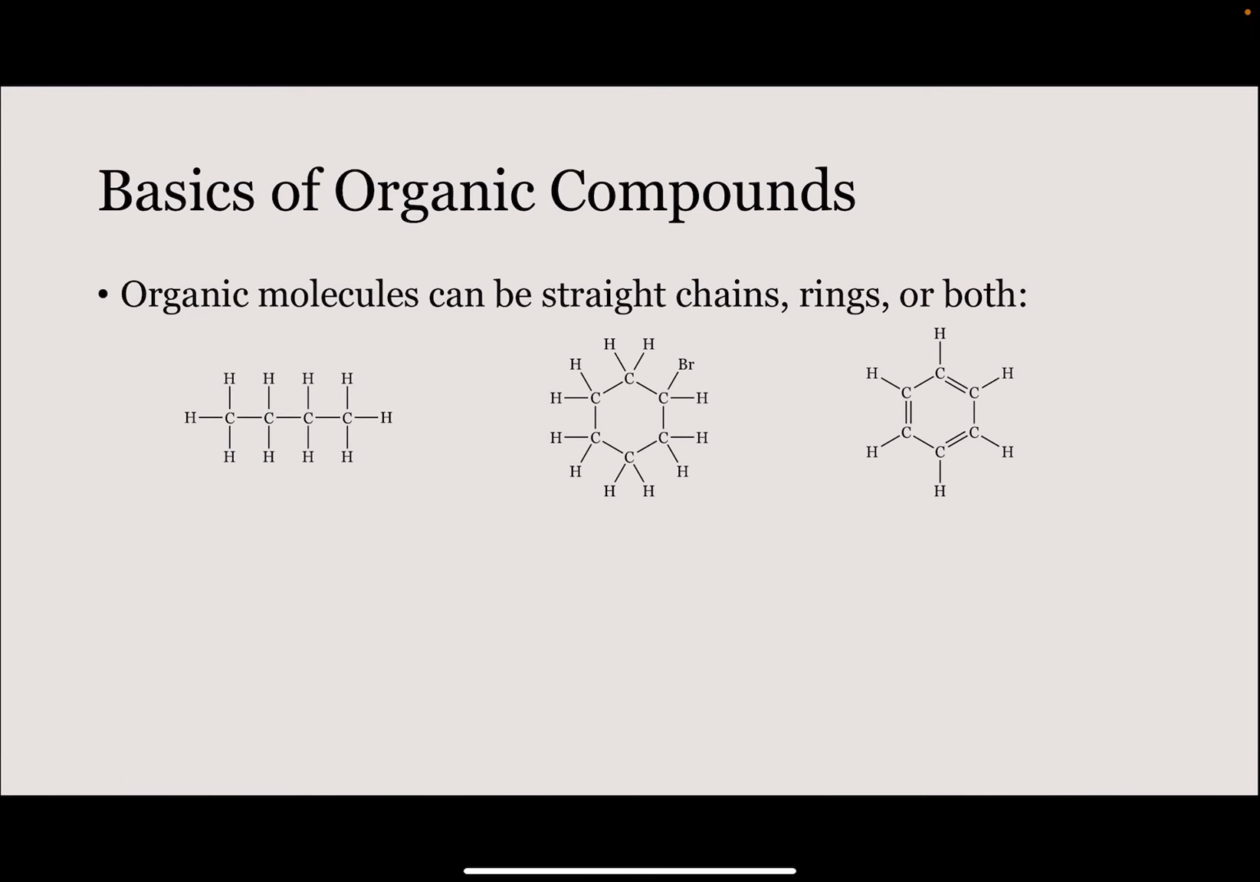Okay, organic molecules can be represented as straight chains, as rings, or as both. Here is a straight chain compound on the left. Here is a ring compound in the middle. Here is an example of what's called an aromatic ring on the right.